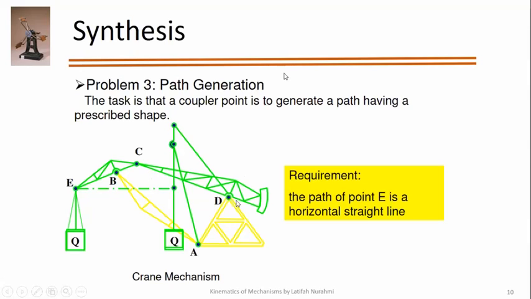So whenever we are moving this link, it will move in this direction and will bring things. Right now it is holding this Q, and when you come from here to here, Q will be here. But it's always moving at the same distance with respect to this line. Means it's not going down. Okay. So the task is that the coupler point is to generate a path having a prescribed shape. Okay. So this distance E to this block Q, you are always keeping constant. Okay. So it's kind of a crane which is performing this task.